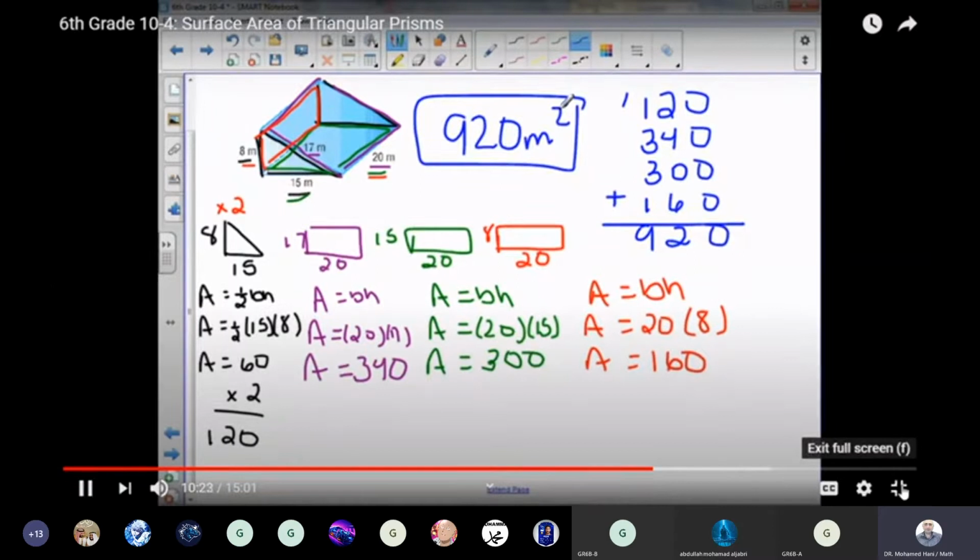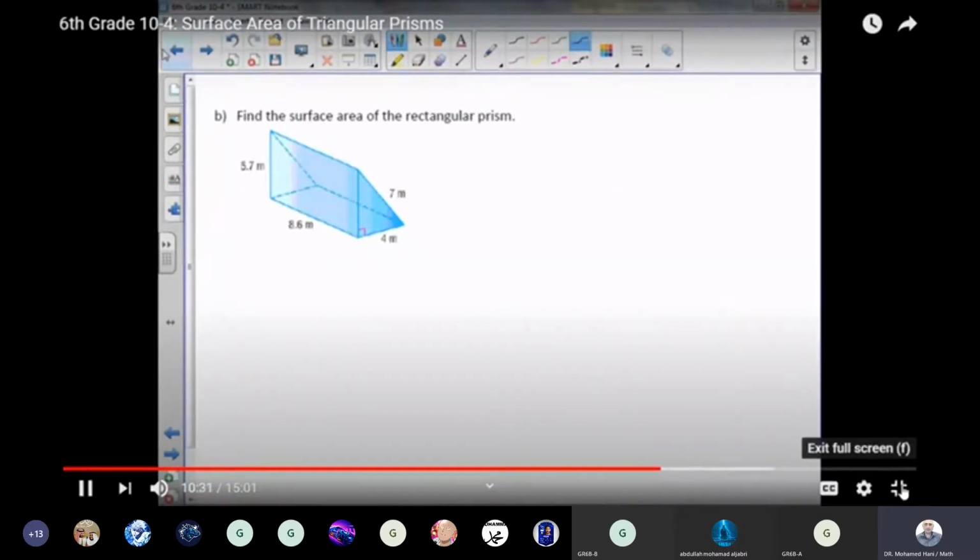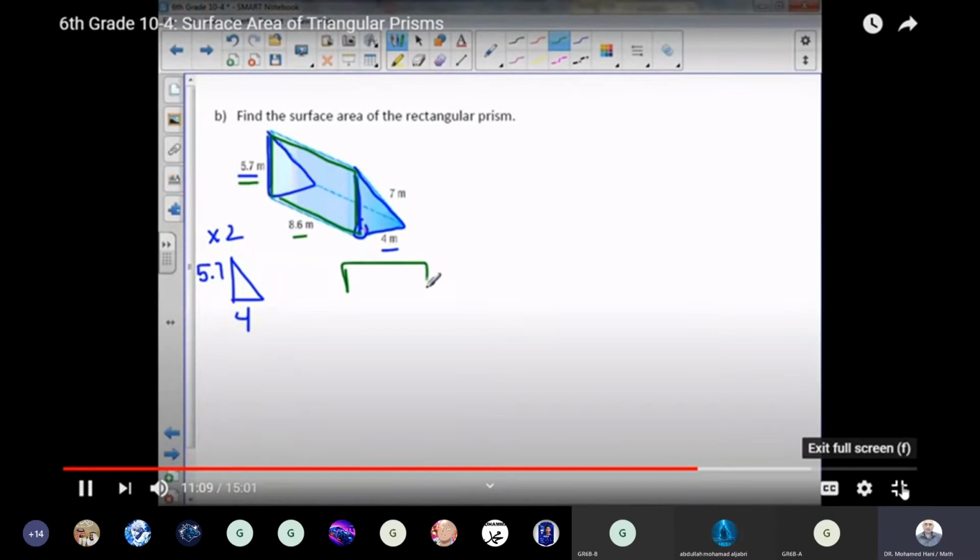Letter B, find the surface area of the rectangular prism. So we have our triangles here, which are always the same. And we always look at our right angle to determine our base and height. The base is 4 and our height is 5.7. So let's draw that. Again, there are two of them. Then this back rectangle is 5.7 and 8.6.